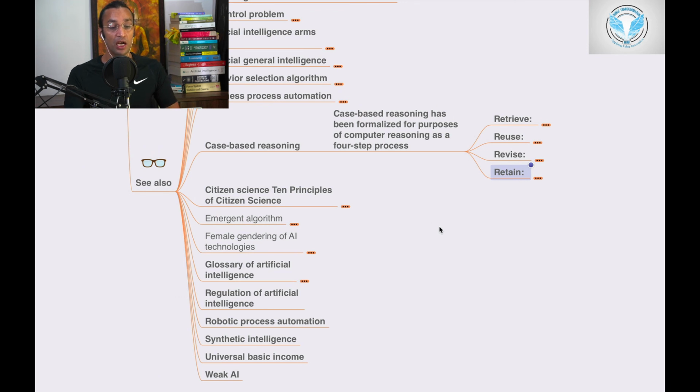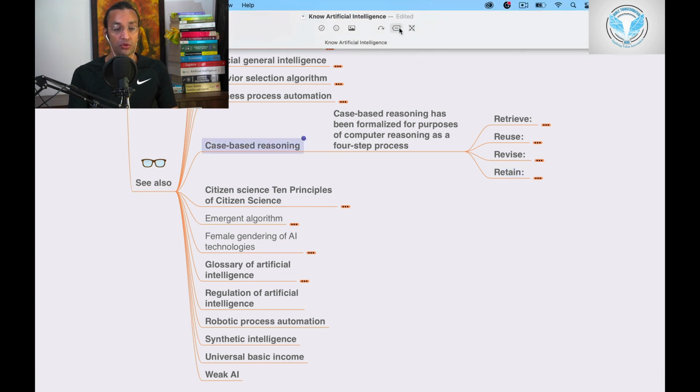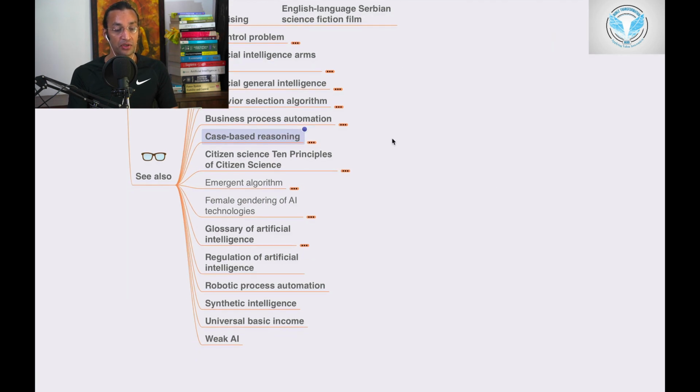Similarly, like case-based reasoning, when we do algorithms, we plan and make applications, and we follow this procedure in writing programs. So this is what happens: retrieval, reuse, revise, and retain. Okay, this is how it is used in programs and AI applications.